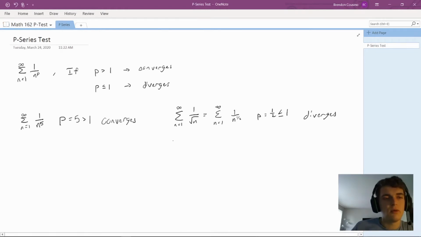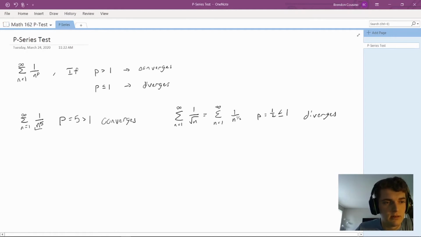Okay, so you might be wondering, how do we know this? How do we know that if our p is greater than 1, the series converges, and if our p is less than or equal to 1, the series diverges? So the way that we know this is actually by, we can use the integral test. So let's go ahead and set up the integral test for this first example here.